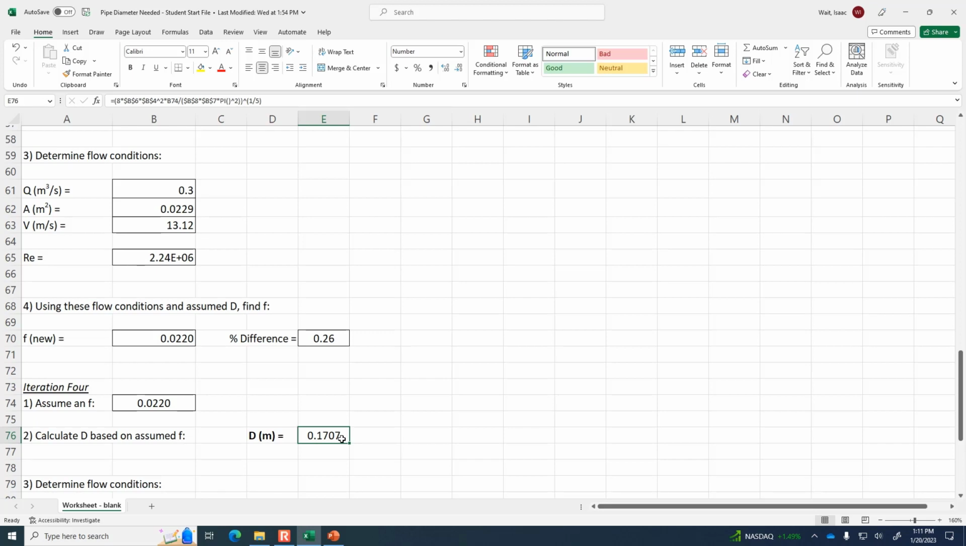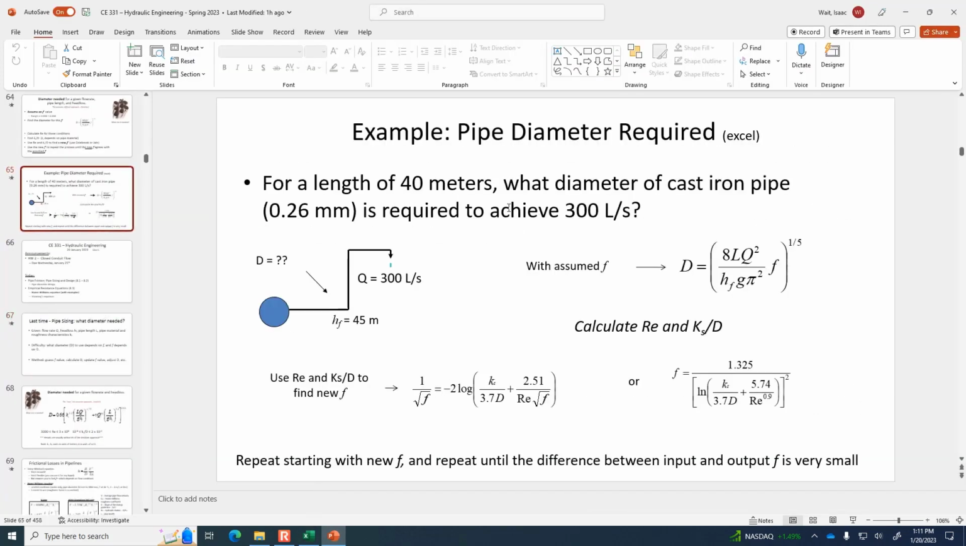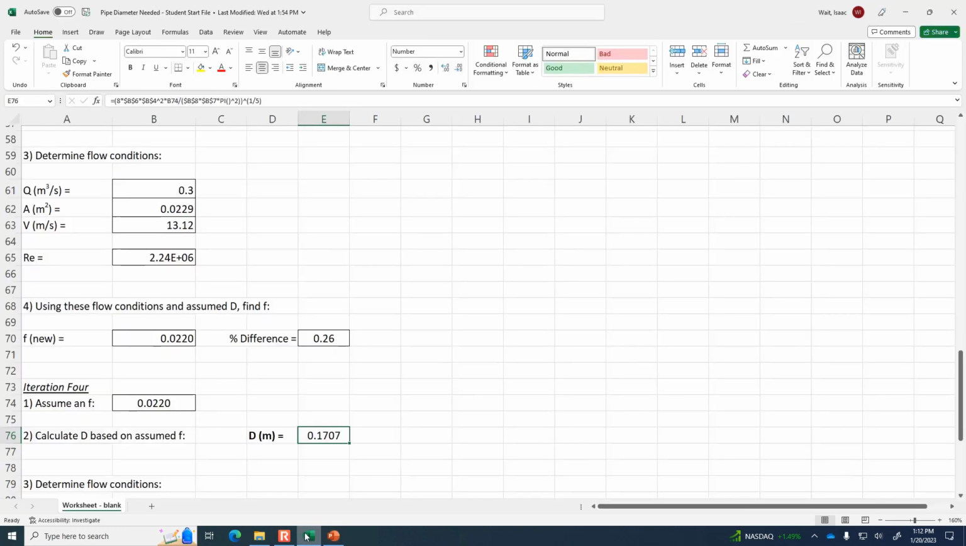Now, there's probably not a commercial pipe that's exactly that size. So what should we do if we want to make sure that we can achieve 300 liters per second and we can afford to have 45 meters of head loss? So think about the commercial pipe sizes. If it's saying use 0.1707, there might be a pipe that's 0.15. There might be a pipe that's 0.175. There might be a pipe that's 0.2. Should we round up or round down?